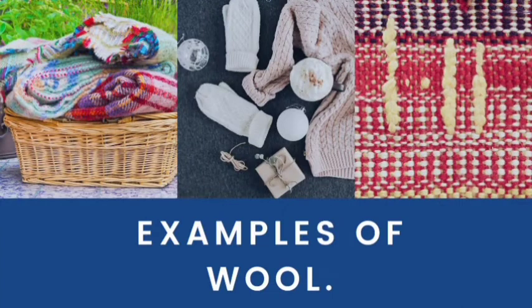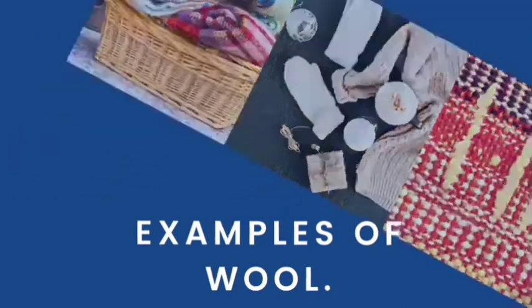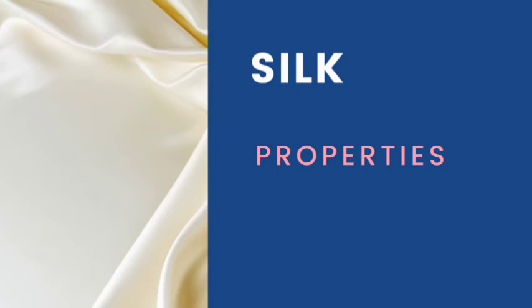Okay, now let's take a look at examples of wool. We have your blanket, your stockings, your cardigan, your felt. All these are examples of wool. So the next is silk. Silk is an animal fiber. It is produced by silkworm.